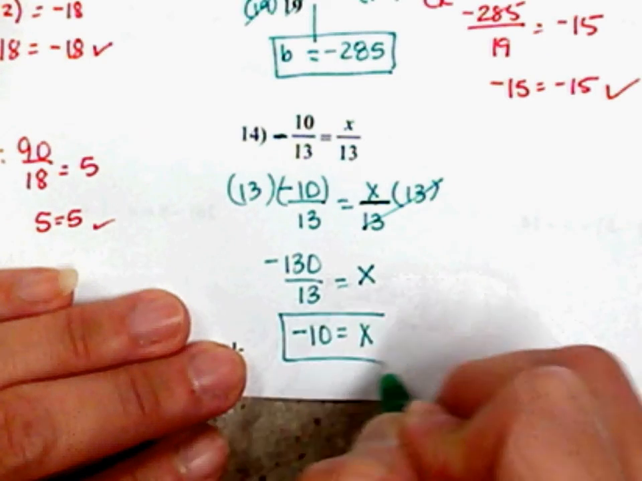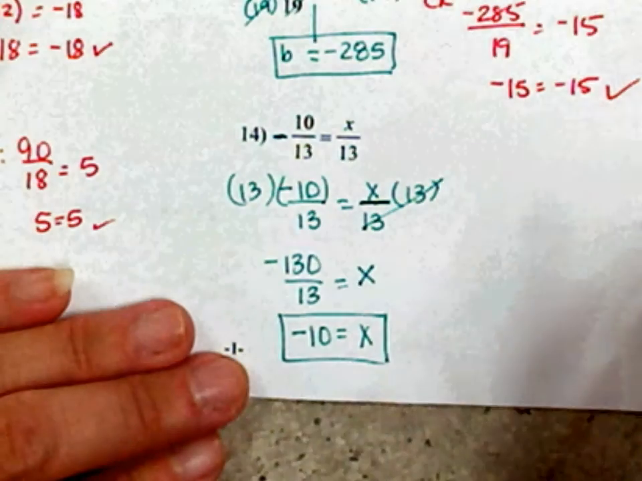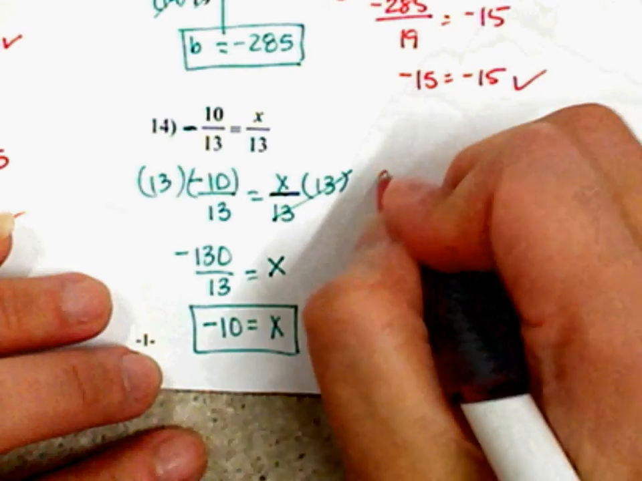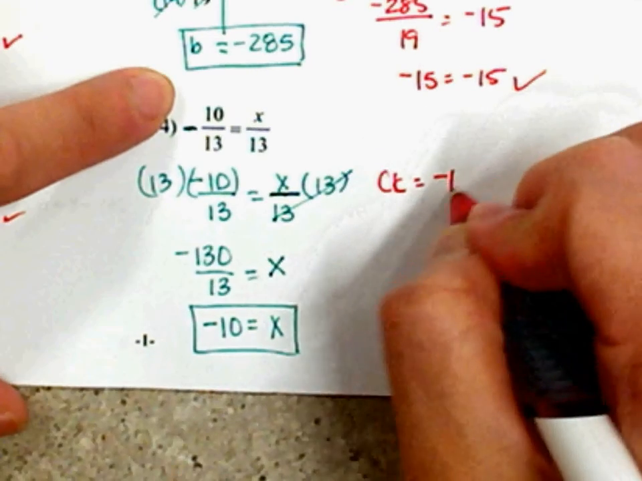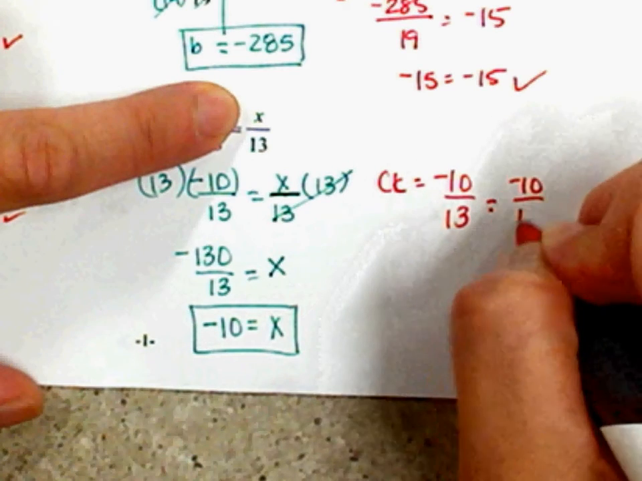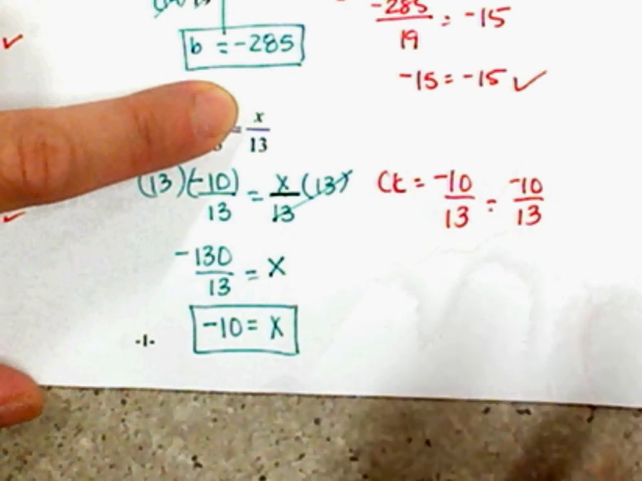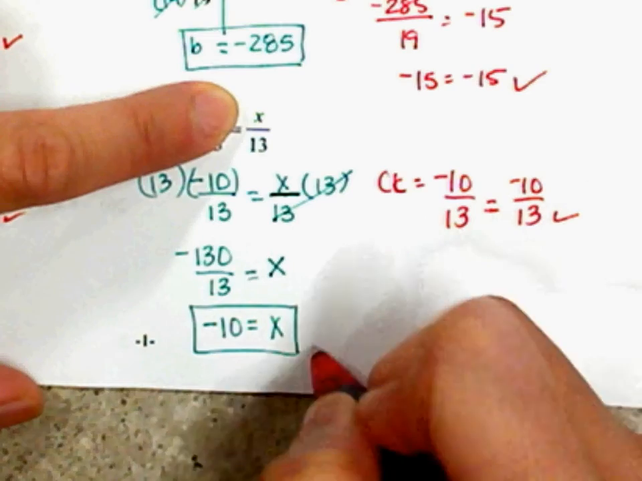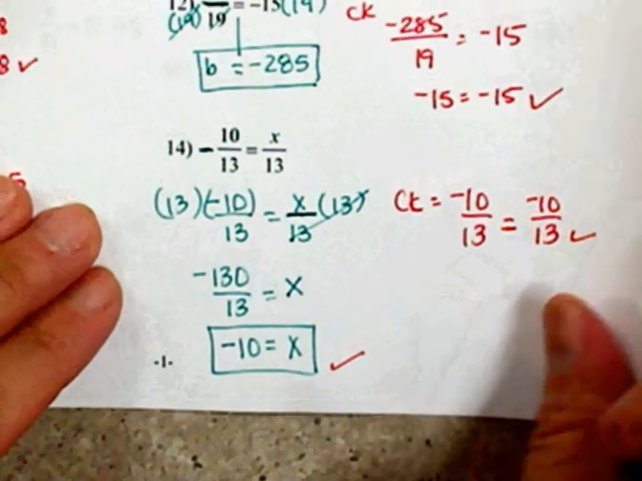Okay? Check your answers. Here we go. Negative 10 divided by 13 equals x. X is negative 10 divided by 13. Look how they're exactly alike. Check, check. All right.